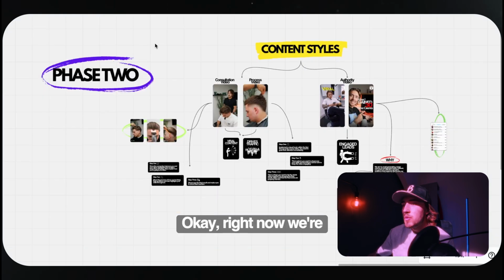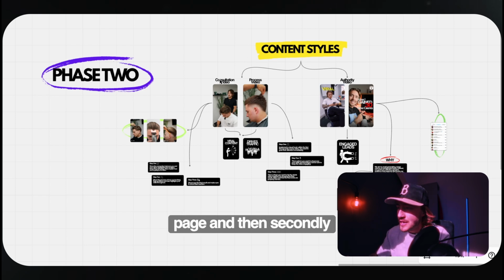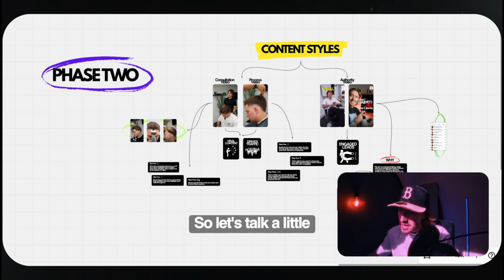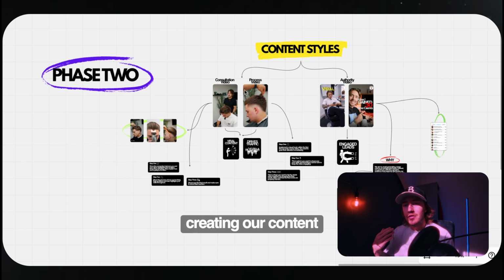Okay, right. Now we're moving into phase 2. With content styles, you can go down either one or two routes. At first, you can go down the virality route, which is going to drive a lot of traffic to your page. And then secondly, we have the authority videos, which encourages leads. So let's talk a little bit about our viral content first and what purpose it holds when creating our content.